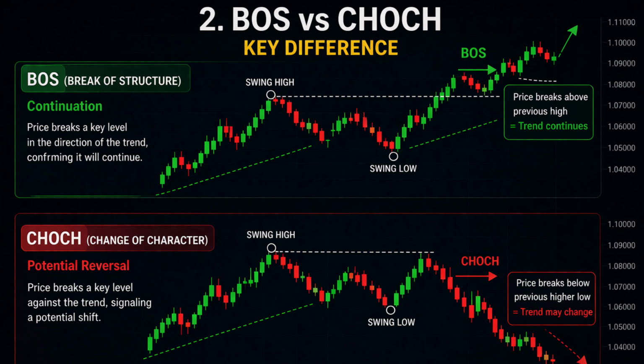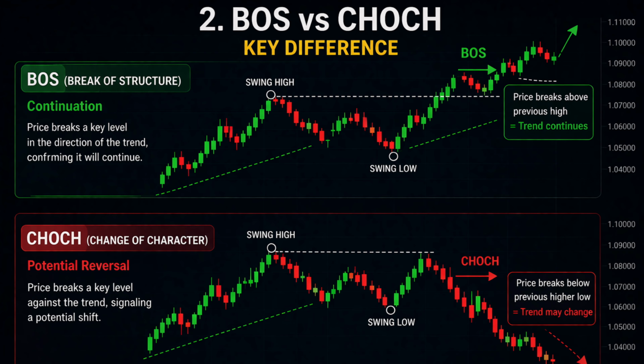Now there are 2 key concepts you need to understand. BOS, break of structure, and CHOCH, change of character. BOS is continuation. It tells you the current trend is still valid. For example, in an uptrend, when price breaks above the previous swing high with strength, that's a bullish BOS. It confirms buyers are still in control.